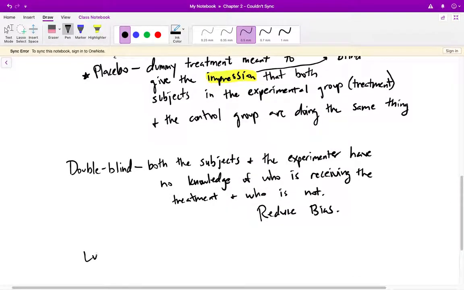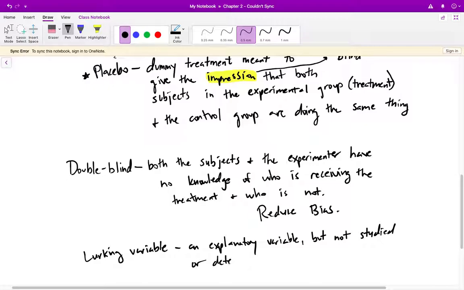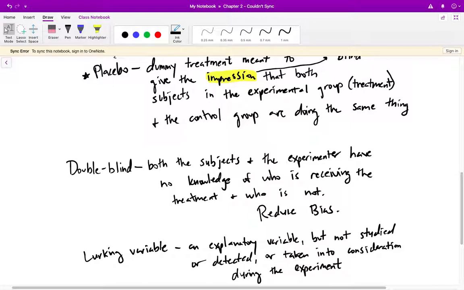Let's talk about a lurking variable next. A lurking variable is an explanatory variable, but not studied or detected or taken into consideration during the experiment. So let's discuss our previous example, where we looked at the Atkins diet, and we want to see if the Atkins diet is a way to lose weight. Let's actually go back up to the design here.